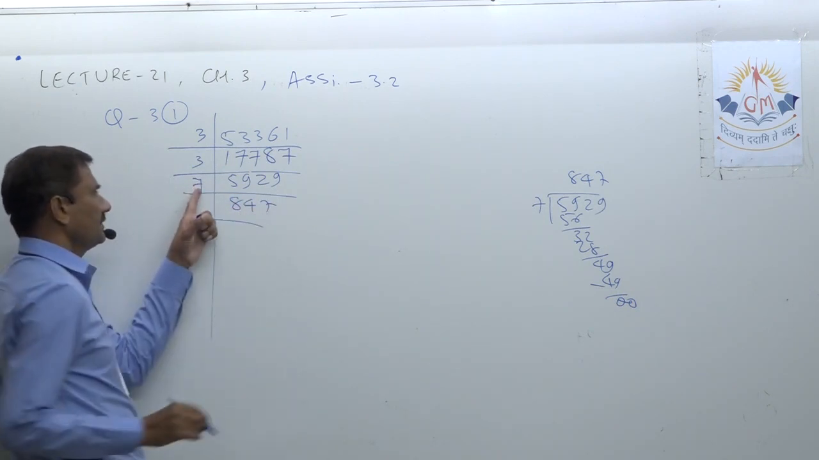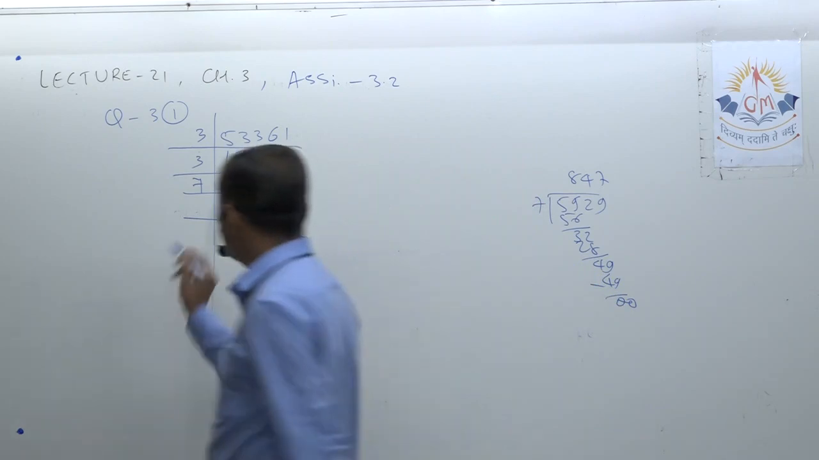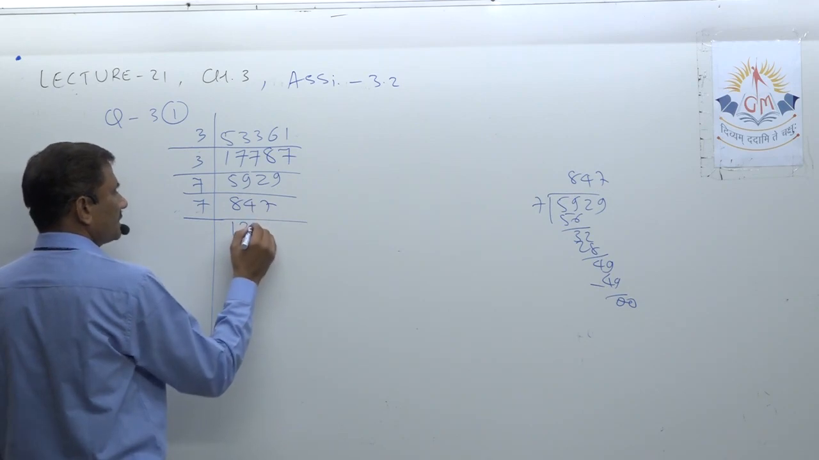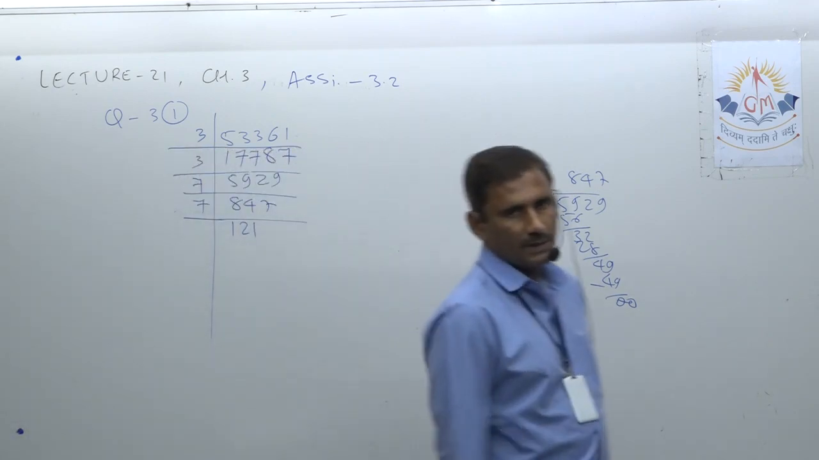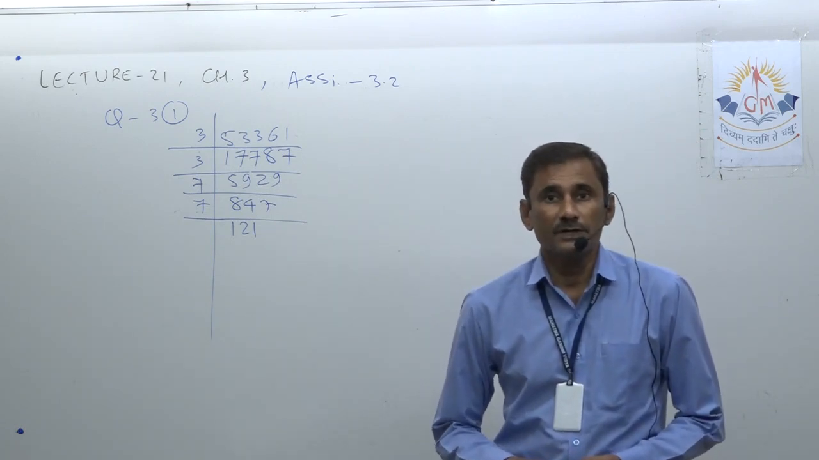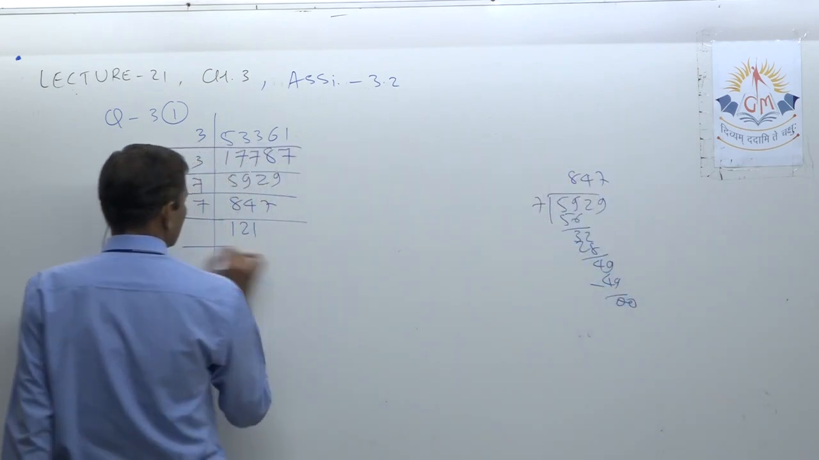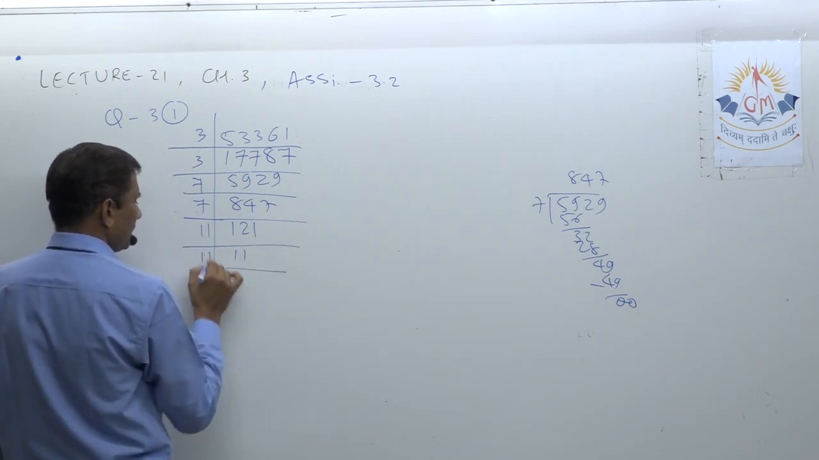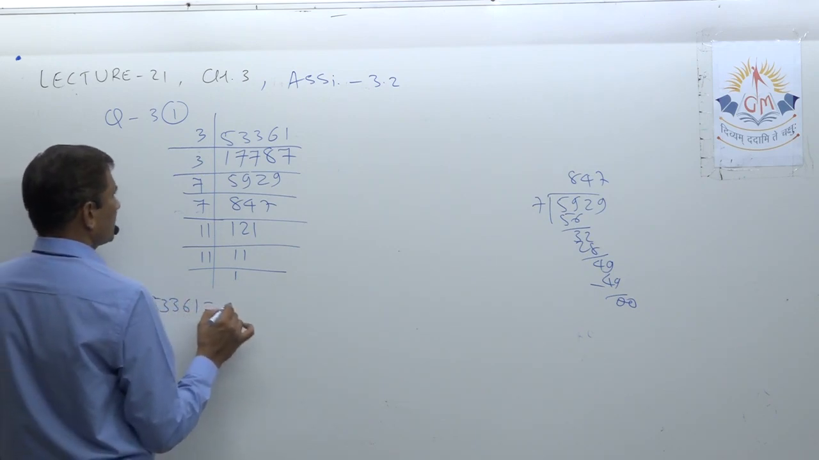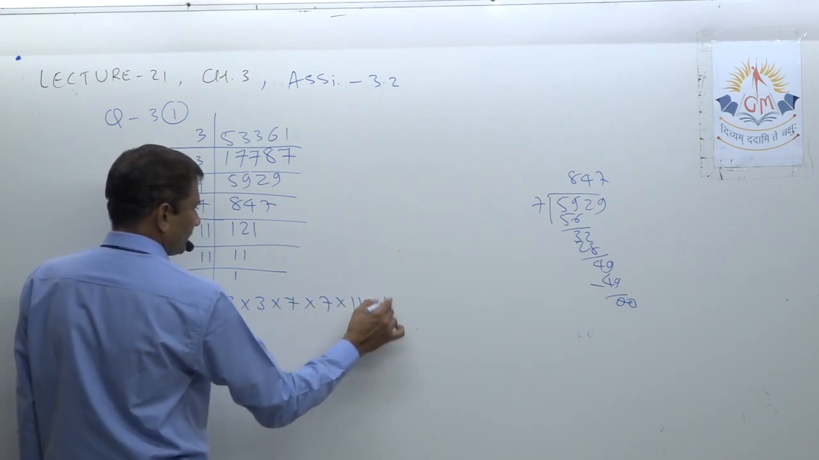Now once 7 came, a pair must be there. So again it is 100% divisible by 7, so divide by 7 again, no need to verify. 7 1s are 7, 7 2s are 14, 7 1s are 7. Now I know it is 11 squared. I remember squares from 1 to 25. So it is 11 into 11, then 11 into 1. Now list out all the factors here: 3 multiply 3 multiply 7 multiply 7 multiply 11 multiply 11.